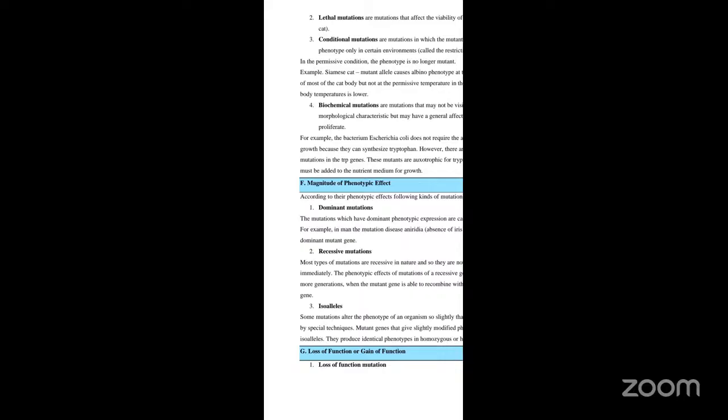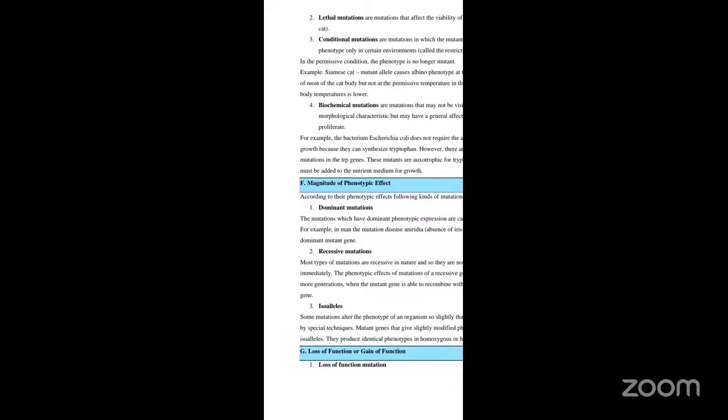So these isoalleles, what do they do? They produce identical phenotypes in homozygous or heterozygous condition. So this is with reference to the magnitude of the phenotypic effect. You have three types of mutations. Now, the next category is how the mutations are classified based on loss of function or gain of function, which we will see.